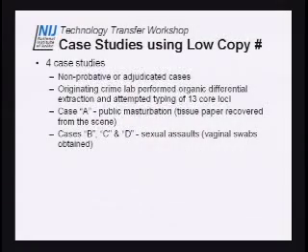So they were non-probative or adjudicated cases, and the originating crime lab had performed an organic differential extraction during the initial case and attempted 13 core loci. So case A is public masturbation. Tissue paper was recovered from the scene, a fairly straightforward case. Case B, C, and D were all sexual assaults, and there were vaginal swabs obtained, and we were able to get cuttings from all of these.